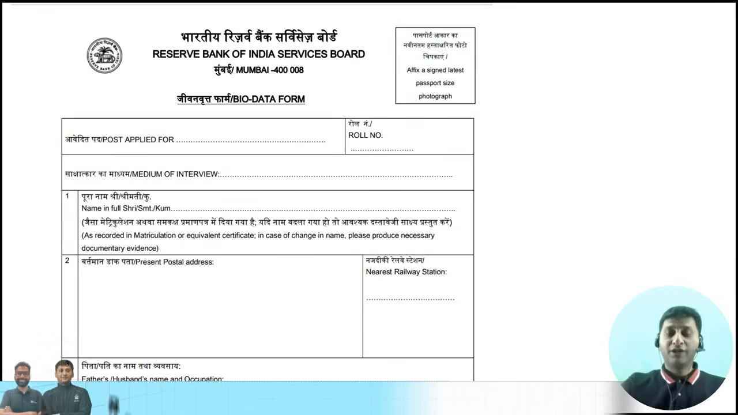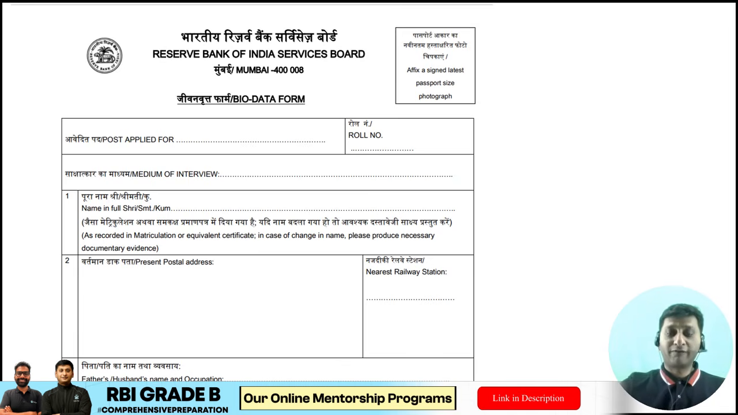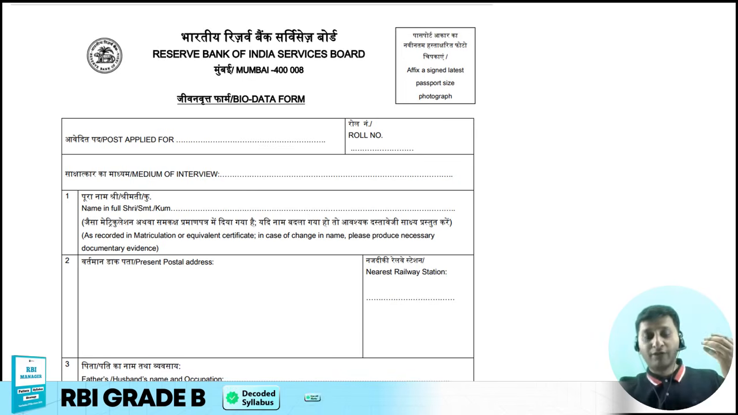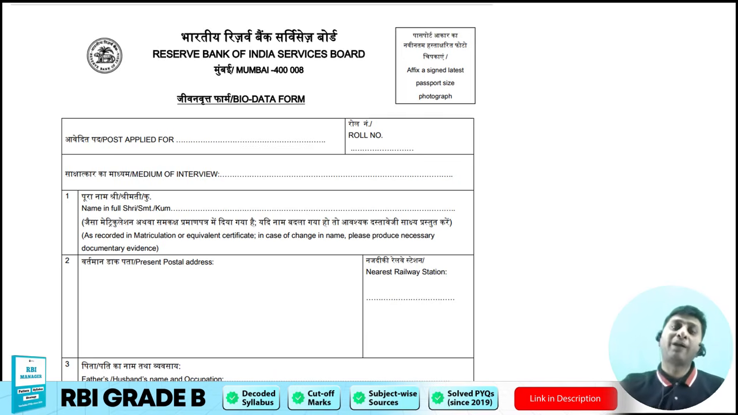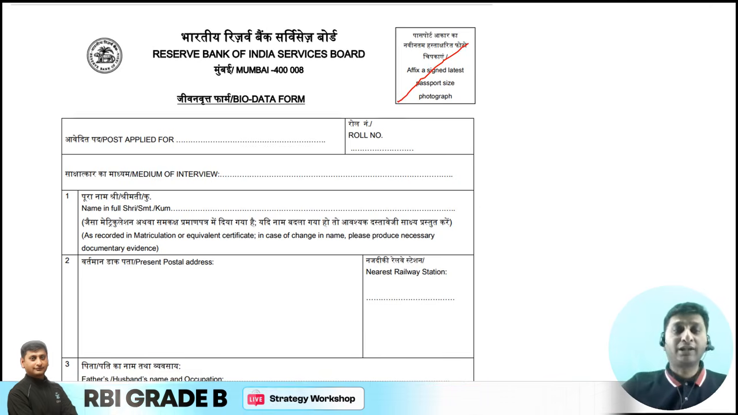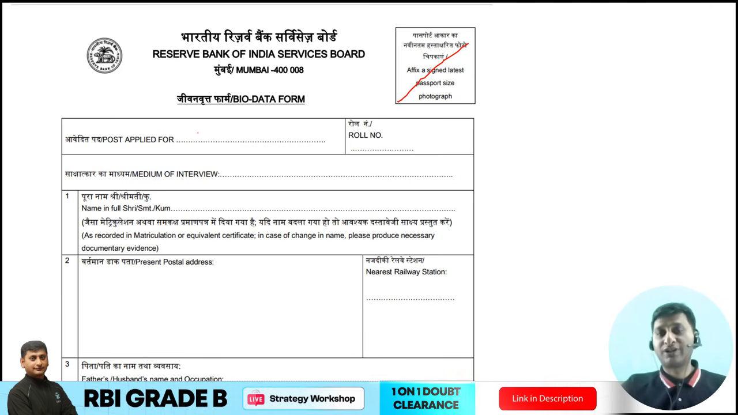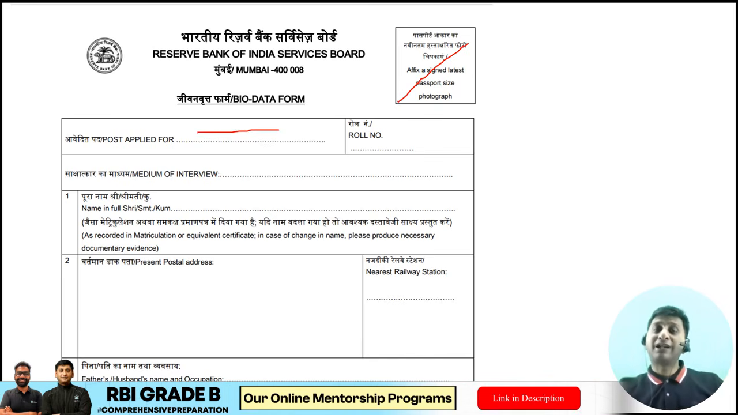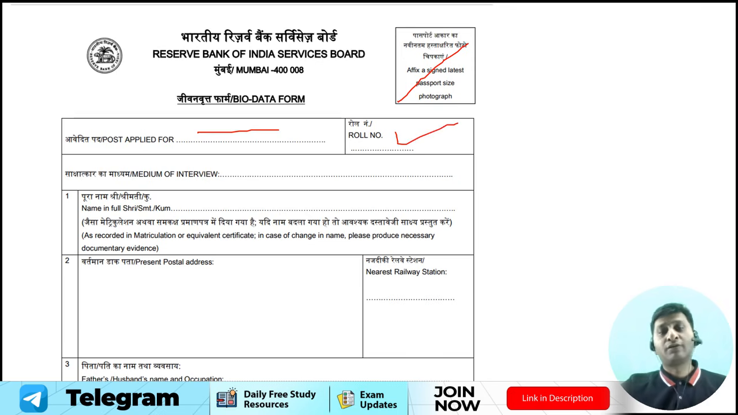So when you start with filling of this biodata form, the first thing that you need to do is actually to affix your passport size photo. Please affix the latest passport size photograph which actually matches your personality right now and sign across the photo. Sign across the photo. And then here you have to mention the post you have applied for. Say you have applied for Grade B general, then write Grade B general. If it is anything else, please write the name of the post which was mentioned in the advertisement or the notification itself. Here you would have to mention your roll number.